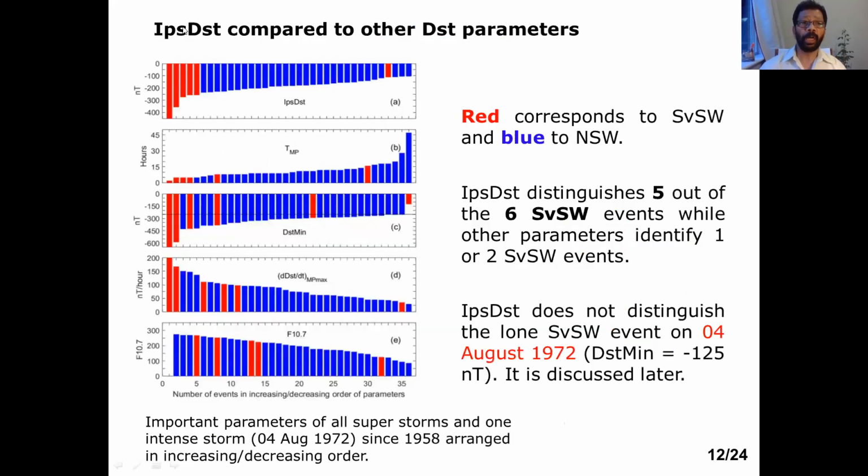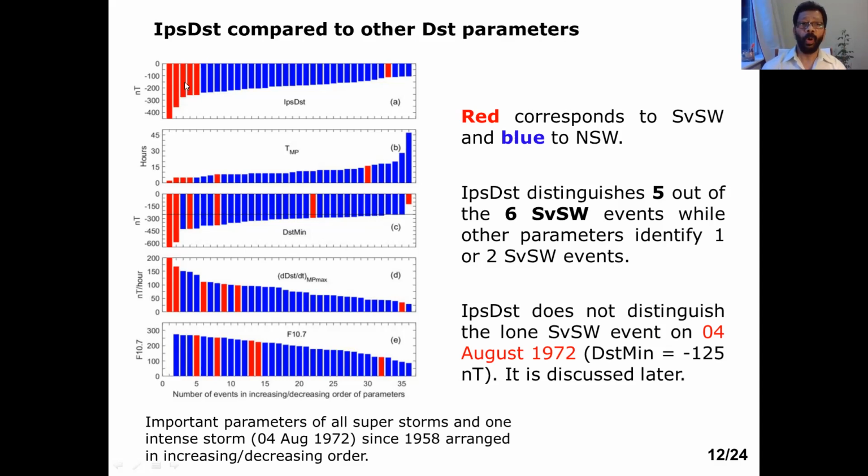So here we compare the capability of the new parameter with the other parameters of the DST storms itself. That is the new parameter, duration of the main phase, intensity of the storm, rate of change of DST during the main phase, its maximum value, and solar activity. For this particular figure, we considered only the superstorms, that is with the DST min less than minus 250 nT. We also included the lone intense storm, which happened to be a severe space weather event.